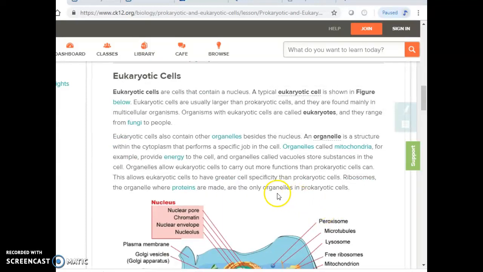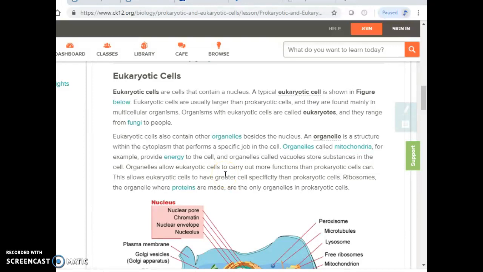Now with eukaryotic cells, of course, they contain a nucleus and membrane-bound organelles. Most times they are quite larger than prokaryotic cells and are found in multicellular organisms. So that's why they're called eukaryotic cells. And so they contain different organelles that have different functions within themselves.